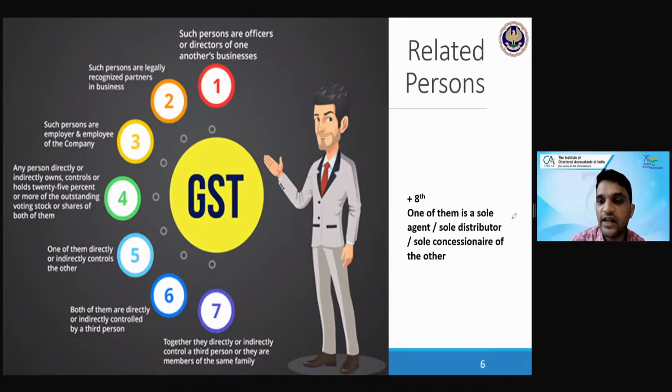These are the seven things. And the eighth one is, one of them is a sole agent, sole distributor, or sole concessionaire of the other. So these are the eight categories of persons who are treated as related persons.